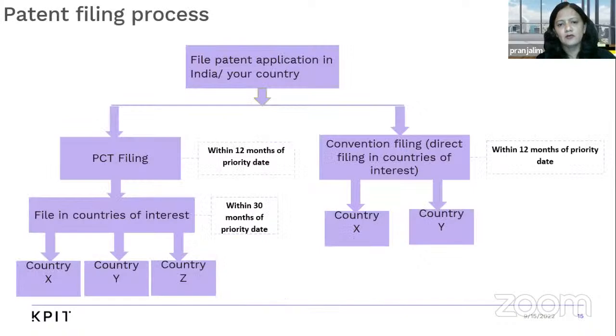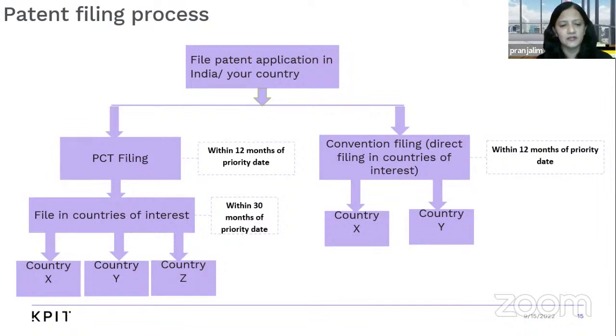So moving on, now let's say you file a patent application in India or your country. Now, if you want to file your patent application in a foreign country, you can either do it through the PCT filing or you can do it through the convention filing. So in PCT filing, what happens is you file, let's say you filed in India. Now within 12 months, you are supposed to file a PCT application. So PCT is just an international patent application that you would file. Now, does it mean that since I have filed an international patent application, I will have an international patent right across all the countries? Then no.